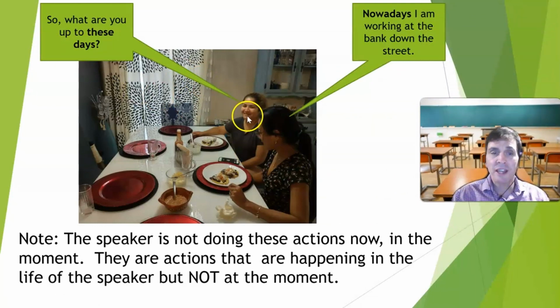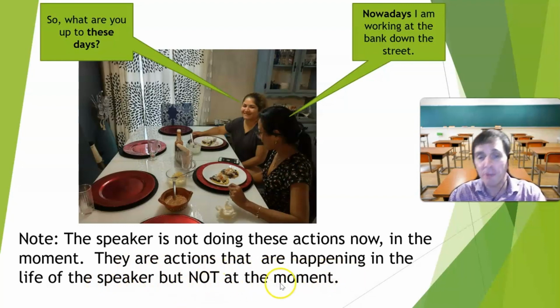In response to that, let's take a look. So this person is saying, so what are you up to these days? Nowadays, I am working at the bank down the street. So notice that the speaker is not doing this action now in the moment. They are actions that are happening in the life of the speaker, but not at the moment.